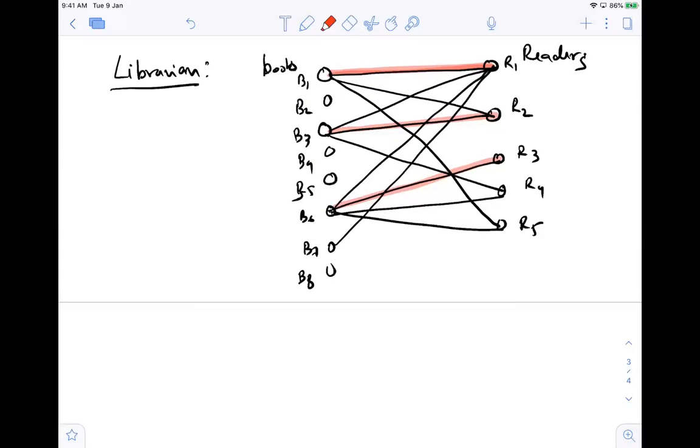Reader 4, what do you want? And now you see there's a problem. You are asking for B1 and B6. You don't have it. I cannot assign you anything. Similarly, reader 5 comes up and says, I want B1 and B6. No, nothing can be done. Do you think this is an optimal thing that has happened?